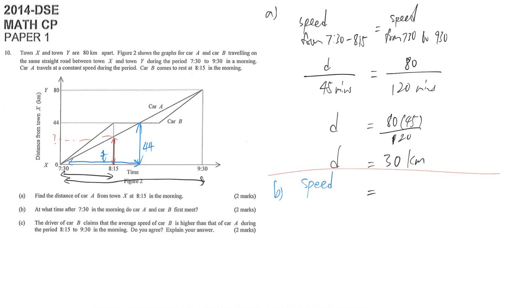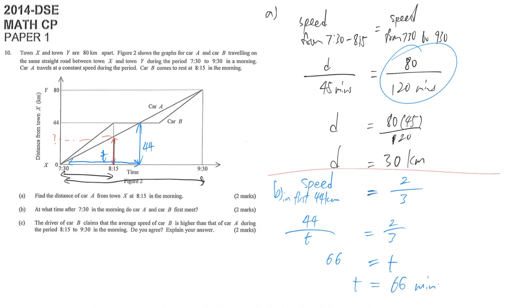Now the time we do not know, but we know the speed. For the first 44 km, it's the distance 44 km divided by the time we want to know. That's why it's unknown at this moment. And then the speed we just found is 2 over 3. And the units are in minutes, don't forget it. So if we calculate, we get T is equal to 66 minutes. So what time? The time is 66 minutes after 7:30. That means 8 o'clock and then 6 more minutes, 8:06. So the time is this time.